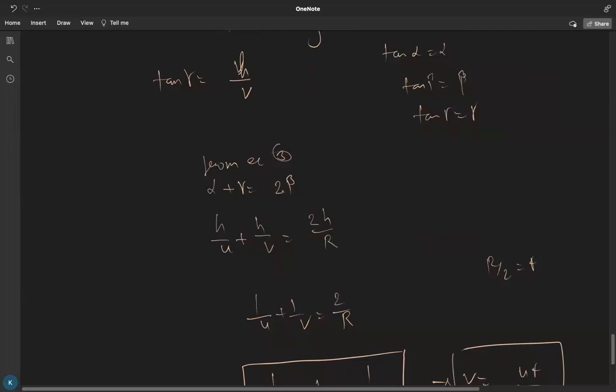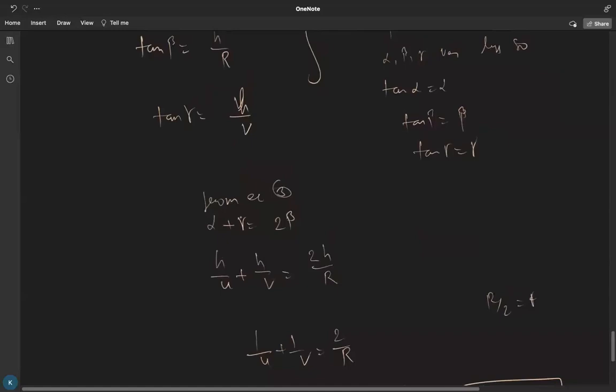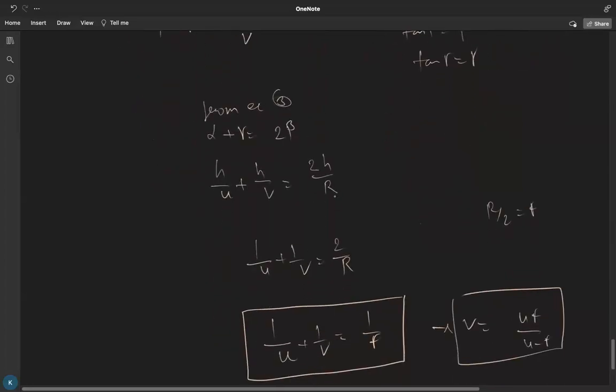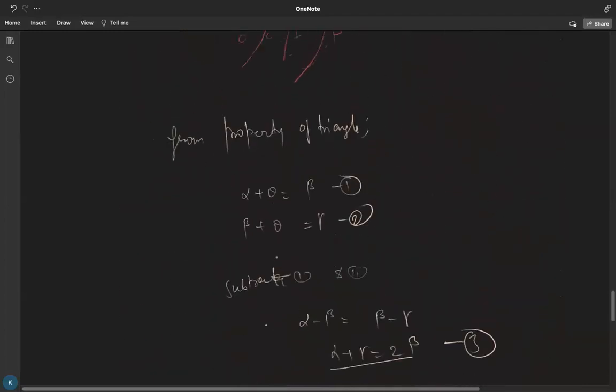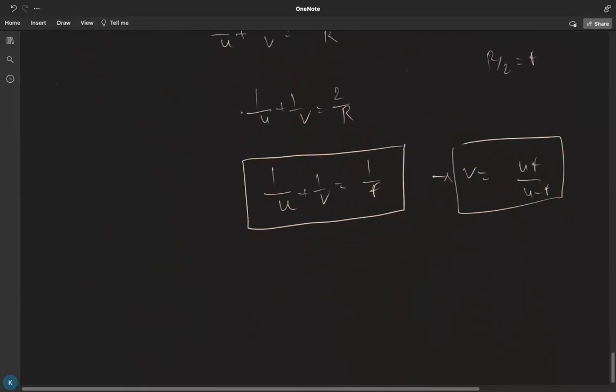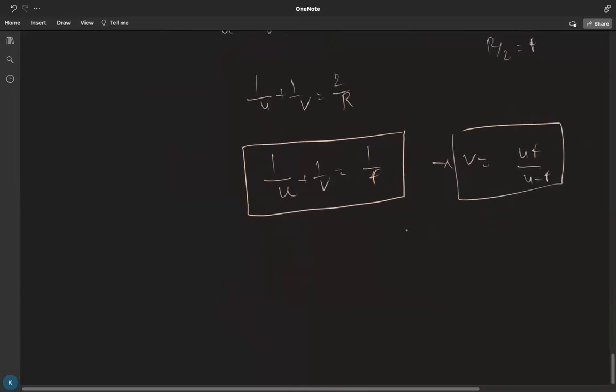Now we substitute alpha as h by u, beta as h by r, and gamma as h by v. When we eliminate the term h, what do we get? We get 1 by u plus 1 by v is equal to 2 by r. This is our mirror formula that we concluded above, and 2 by r is written as 1 by f, because we earlier derived that f is equal to r by 2. So 1 by u plus 1 by v is equal to 1 by f. Here we get v is equal to uf by u minus f. So you can also write it in that form.